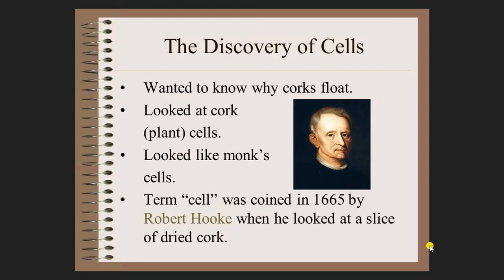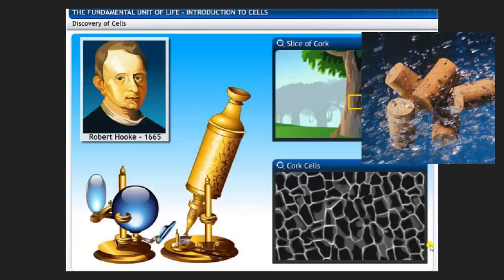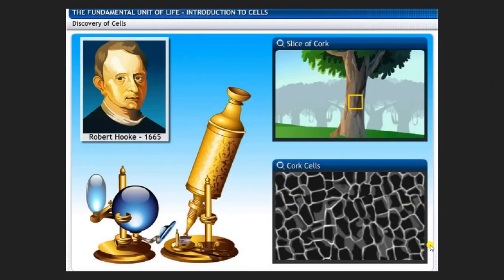Here first we will talk about the discovery of cells. Robert Hooke was the person who discovered the cell. The word cell in Latin means little room. First of all, he wanted to know why corks float. It was 1665 when he saw the cork cells under the microscope. Simply, he cut a part of the plant.